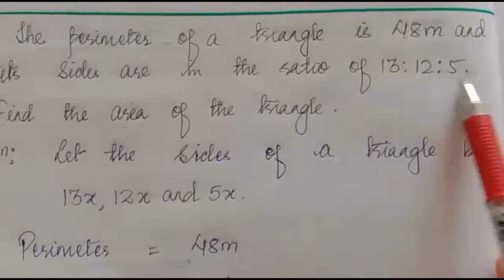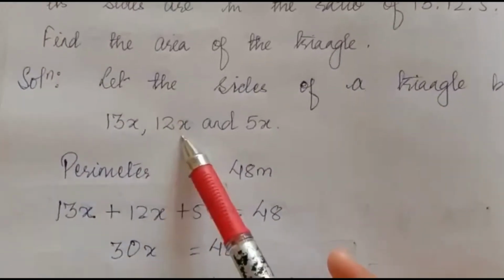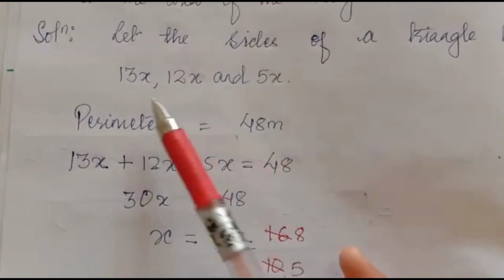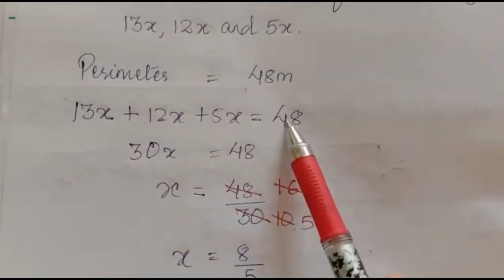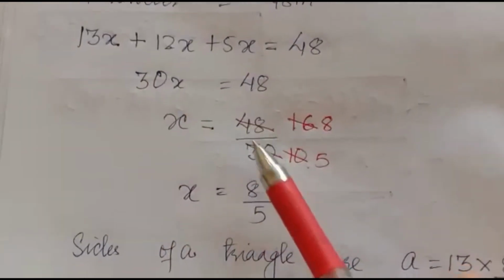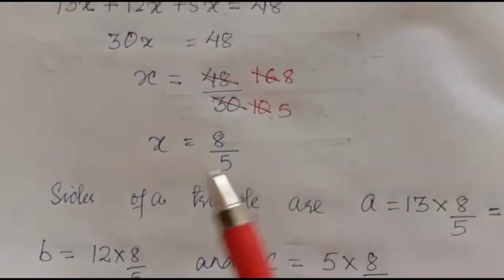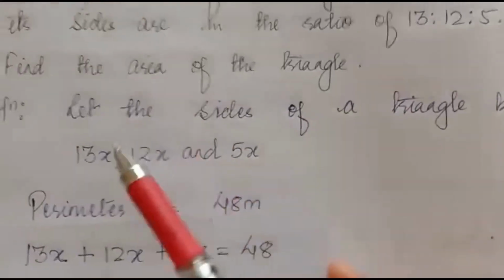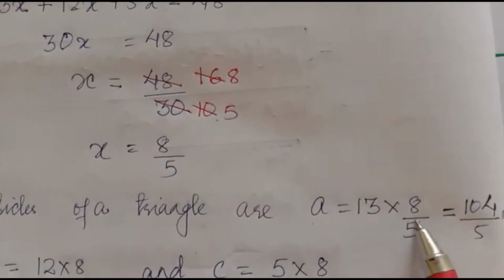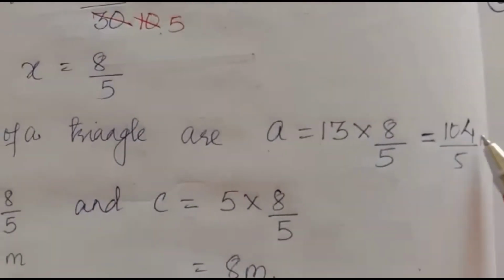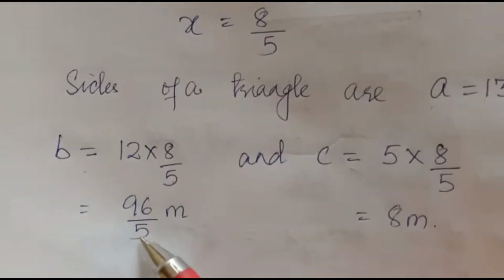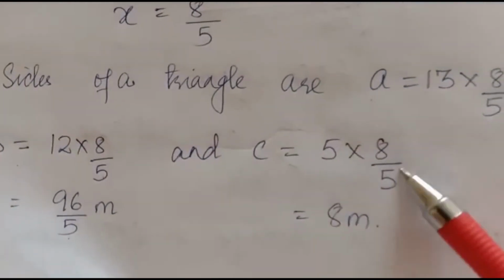So when it is given in ratio, we will take 13x, 12x, 5x. The perimeter is given as 48 meters. So perimeter means the sum of all sides, 48. So this is 30x equal to 48. So x is 48 by 30, which is 8 by 5. So we have to find the values here. First side A is 13 into x, 8 by 5, which is 104 by 5. B is 12 into 8 by 5, 96 by 5, and C is 5 into 8 by 5, 8 meter.